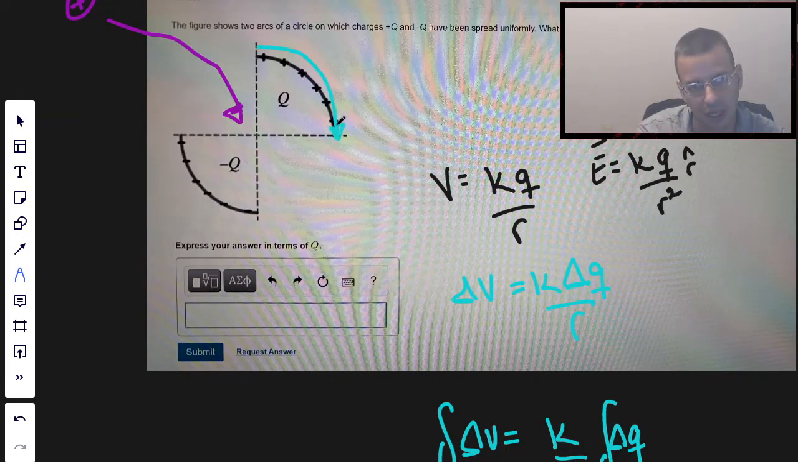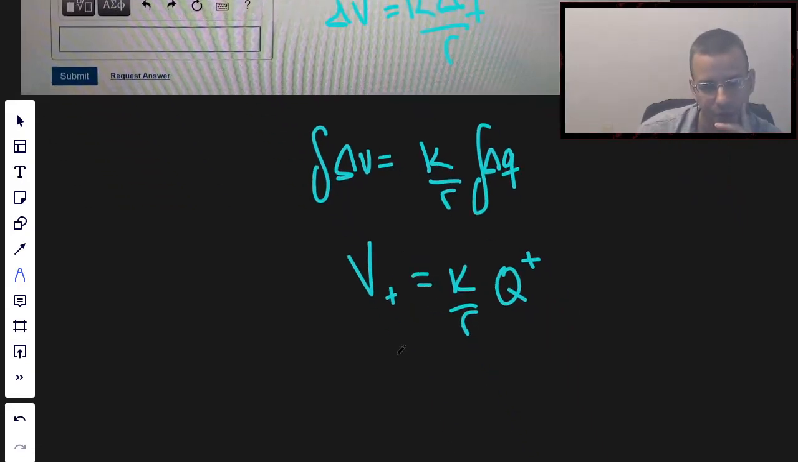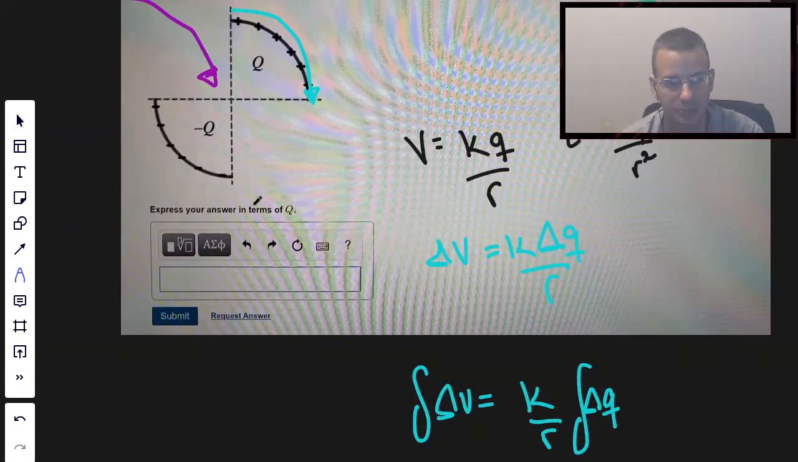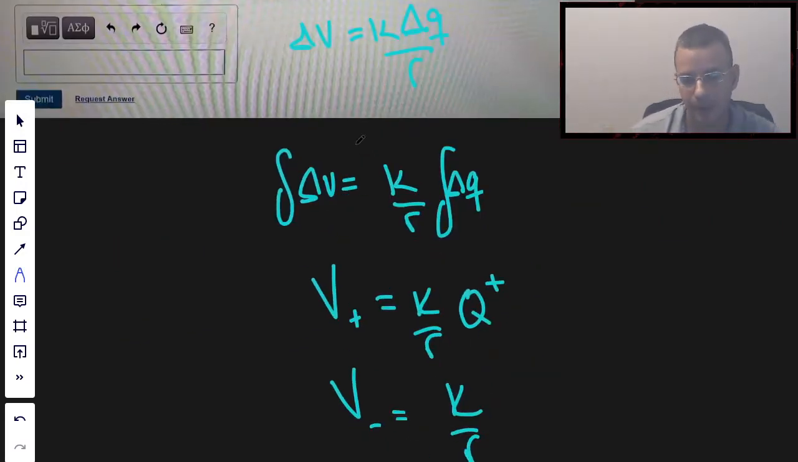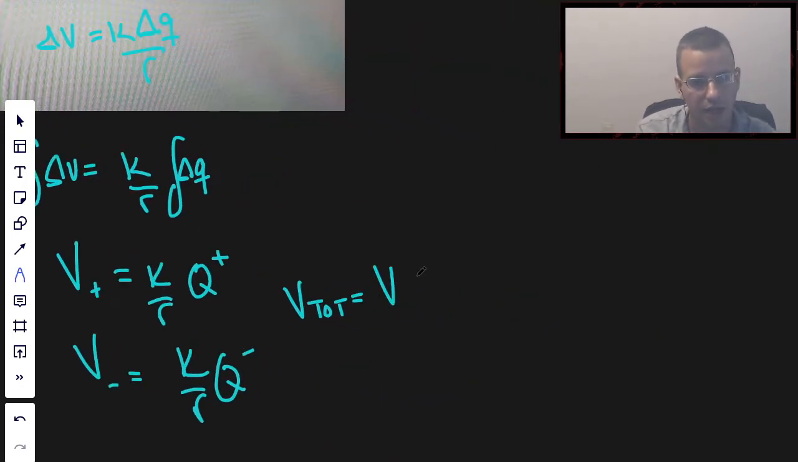we could do it from 0 to pi over 4, pi over 2, or something like that. But we don't need to, because it's going to be all the charges. And then we do it from the negative side. It's going to be the exact opposite. So we still have K. We have the same radius, and it's all going to be the same R, because they're quarter circles. So that's going to be the same R for both of them. Q minus, so V total is going to equal V plus V minus, which are the same except the opposite signs, which is going to equal 0.